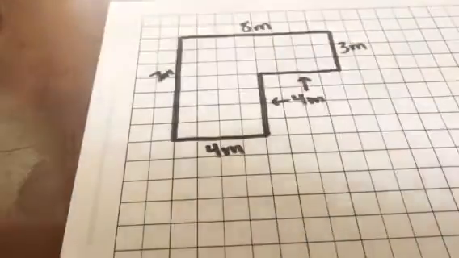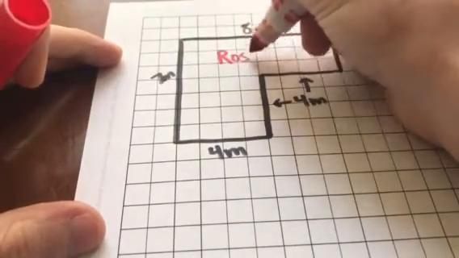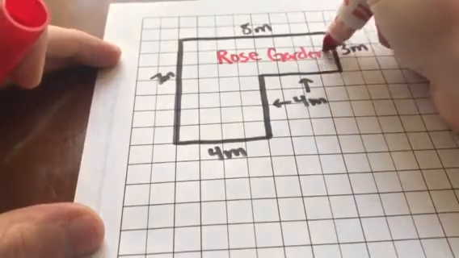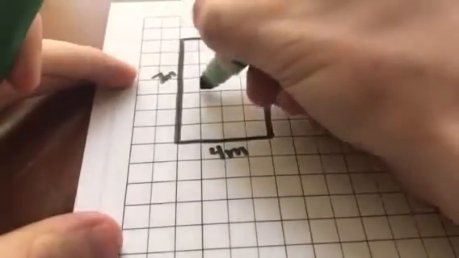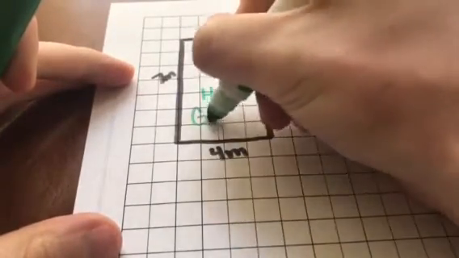Then up on top, it was labeled, this is the rose garden part. And down below is the herb garden.